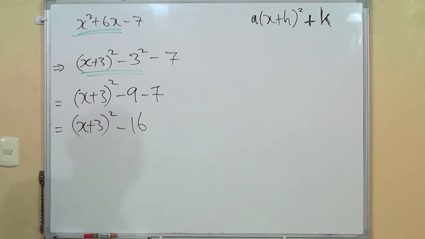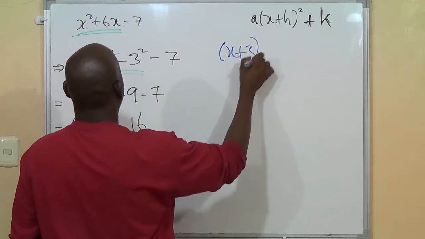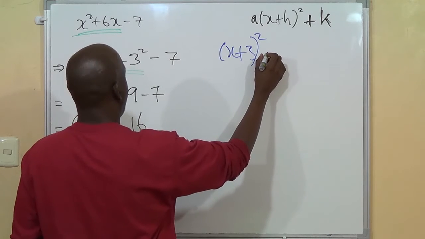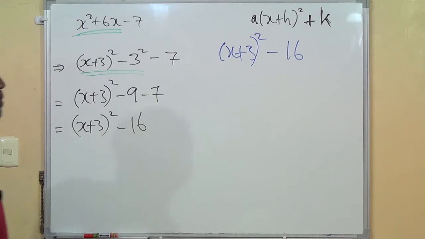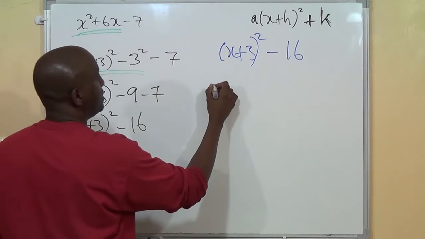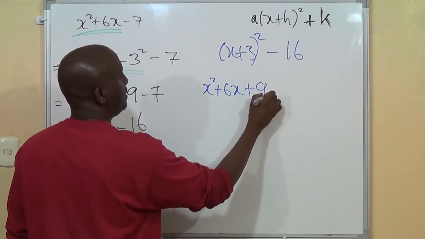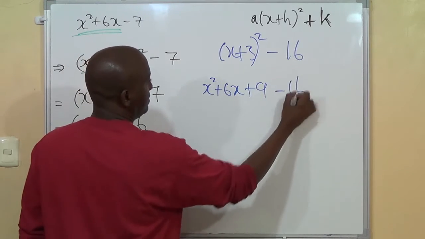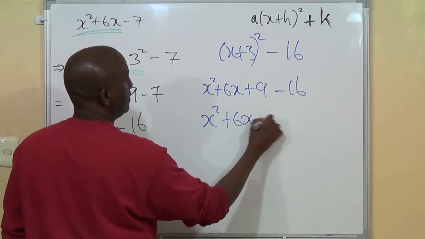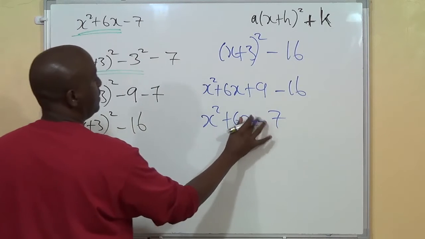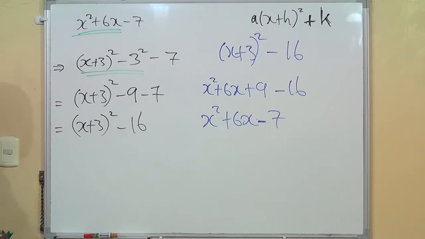So let me try it. So suppose we take x plus 3 to be squared minus 16, and we want to see what we get if we work that backwards. Alright, x plus 3 all to be squared is x squared plus 6x plus 9 here, and then minus the 16 there. 9 minus 16 is minus 7, so you get x squared plus 6x minus 7. Alright, so you see that it worked out very quickly, no problem there at all.